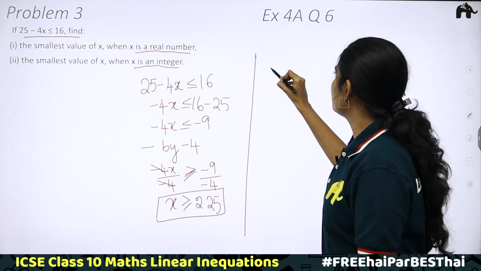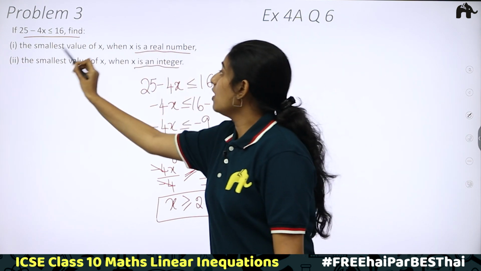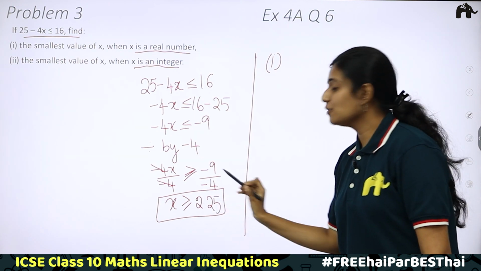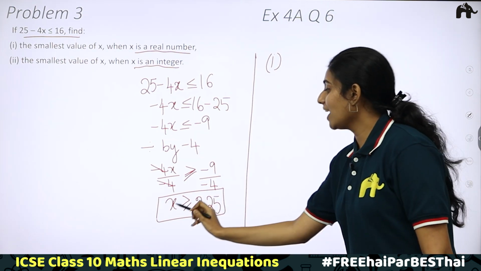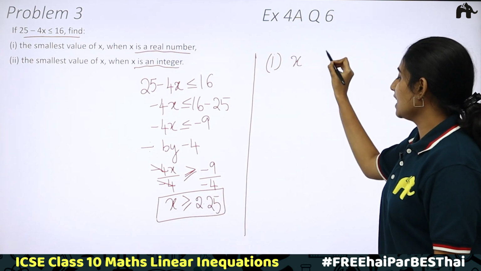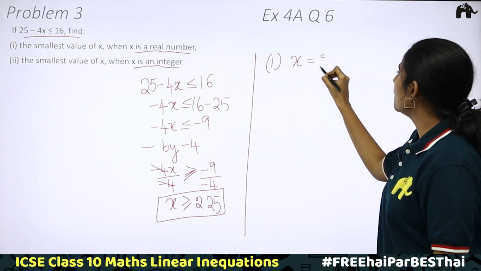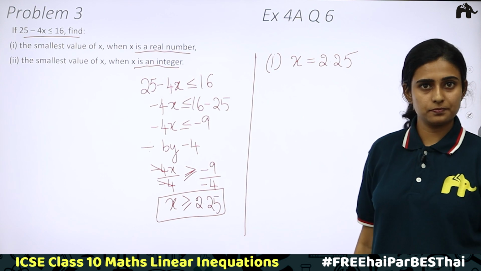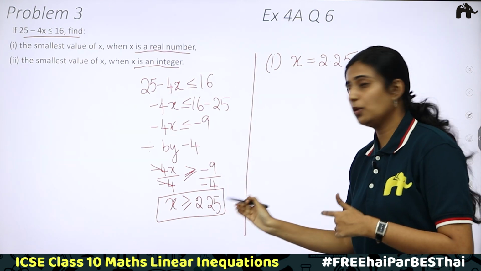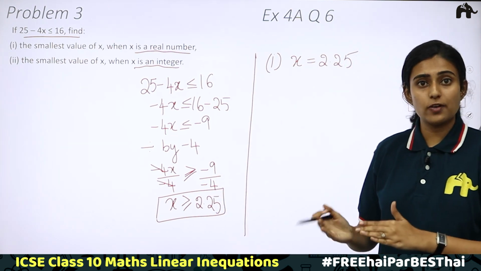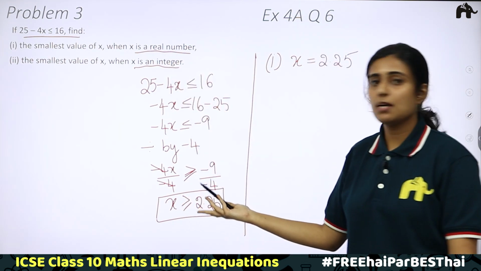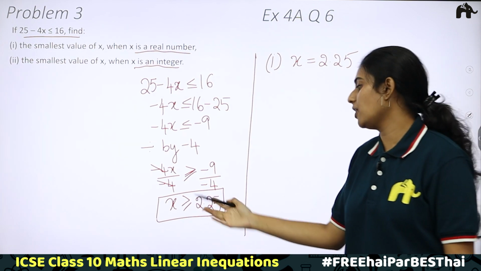Now let's see the first part. The smallest value of x when x is a real number. 2.25 is a real number and we have x greater than or equal to 2.25. That is, the value of x can be equal to 2.25. This is the smallest value of x. We know that x is greater than or equal to 2.25. Either x should be 2.25 or a number that is bigger than 2.25. We need the smallest number. So, the smallest number is 2.25. Smallest real number is 2.25.